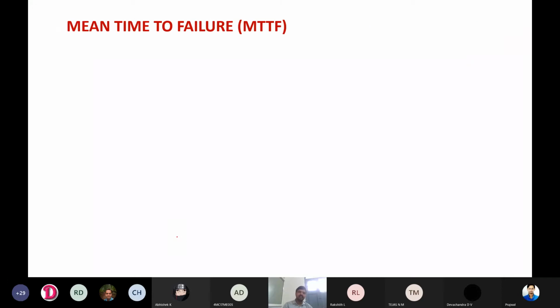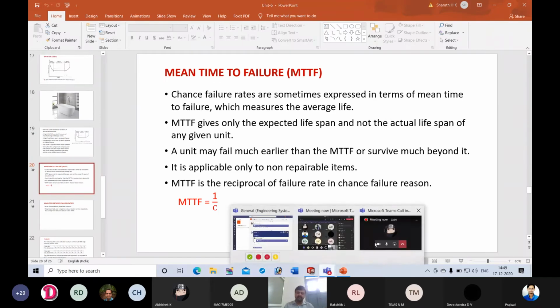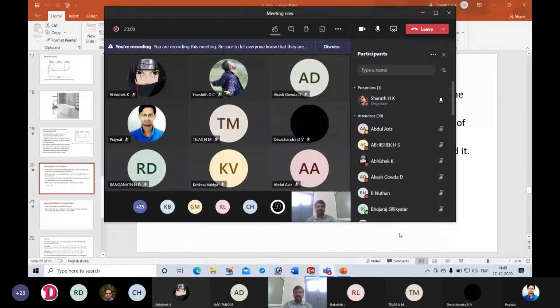Next, we consider failure by using two terms. One is MTTF, another is MTBF. MTTF means mean time to failure, and MTBF means mean time between failures. You can consider two products: if you consider an electric bulb, and if you consider a car. So for an electric bulb, which type of failure is applicable? Mean time between failures or mean time to failure for an electric bulb?